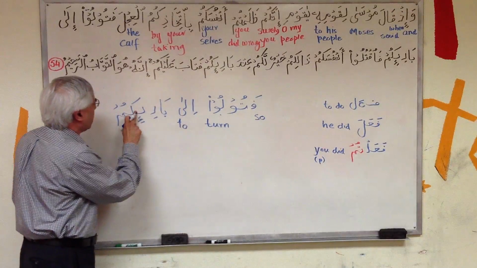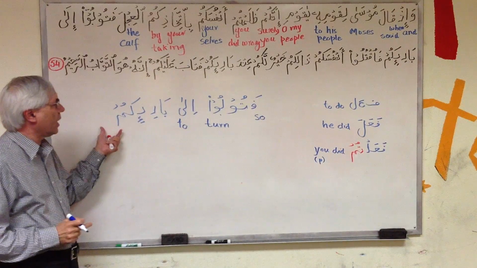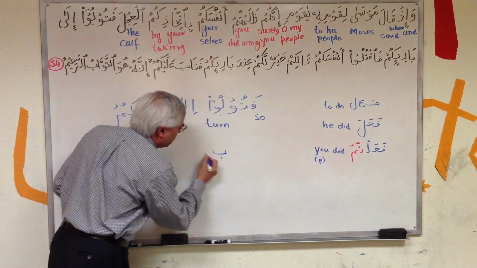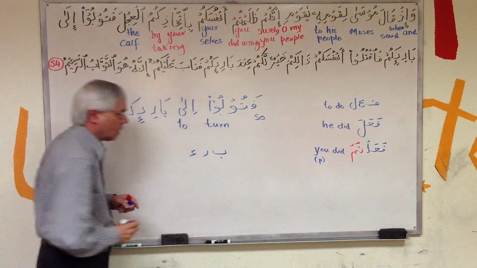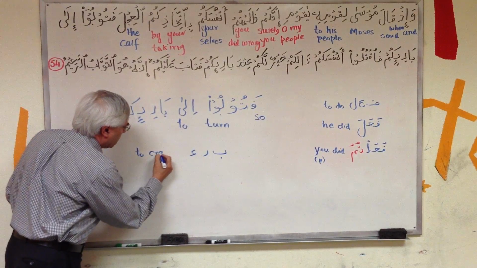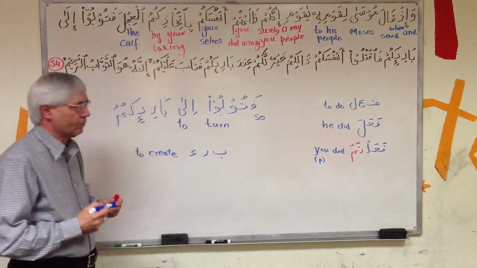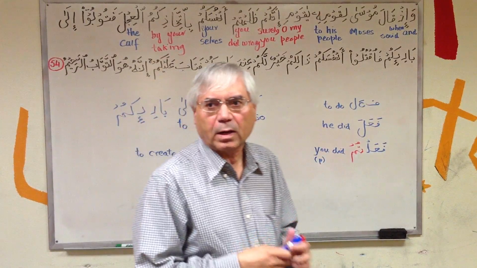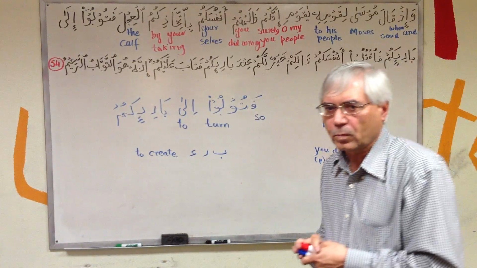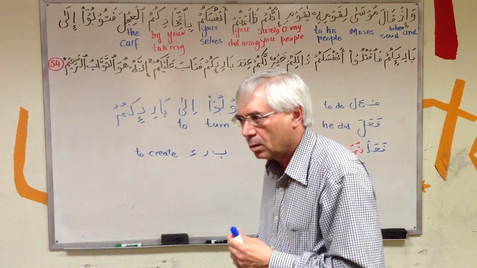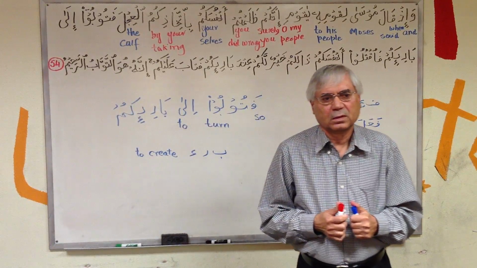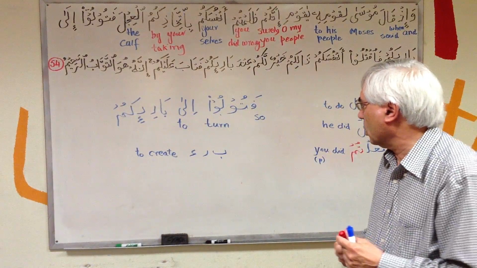The next word is also made of two parts, bari and kum. The word bari is from the letters Ba, Ra, and Hamza. One of the meanings is to create. Ba, Ra, and Hamza means to create. How is it different from khalaq? The creator? Khalaq. Probably the same meaning. So this means to create.